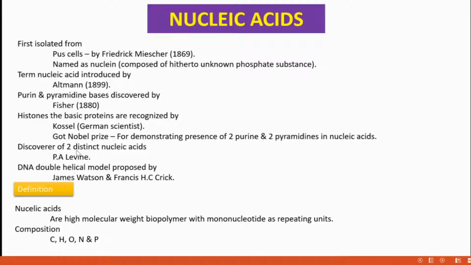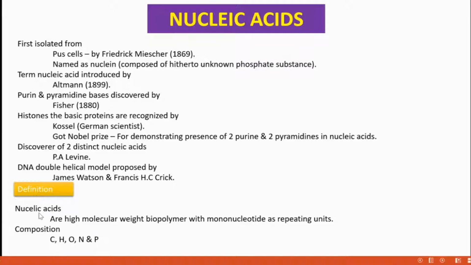And who discovered the two distinct nucleic acids, DNA and RNA? P.A. Levene. And for these nucleic acids, the DNA double helical model was proposed by James Watson and Francis H.C. Crick. These are some names of scientists who dealt with significant findings in relation to nucleic acids.